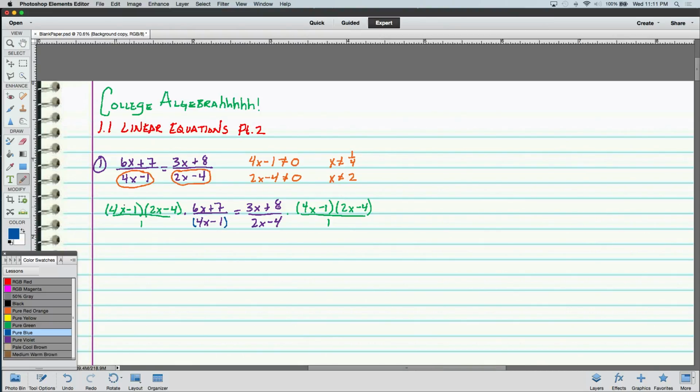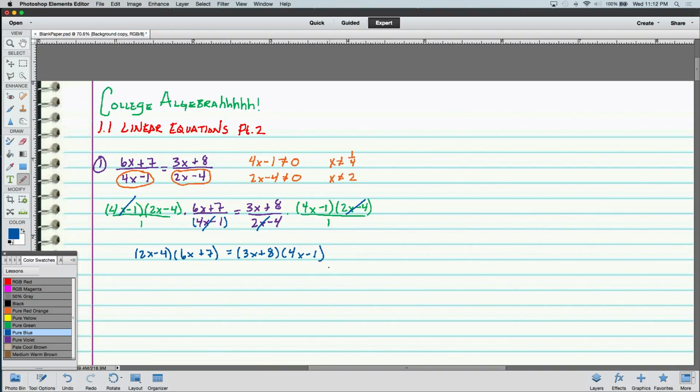So now we're going to simplify it. We have a 4x - 1 on top here, 4x - 1 on bottom there. Those will cancel. 2x - 4 on the bottom here, 2x - 4 there. So what we're left with is (2x - 4) times (6x + 7) equals (3x + 8) times (4x - 1). So now we've cleared the fractions.